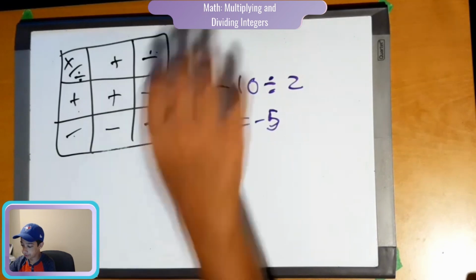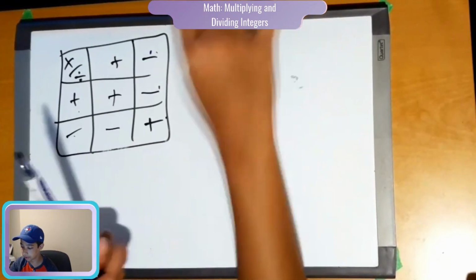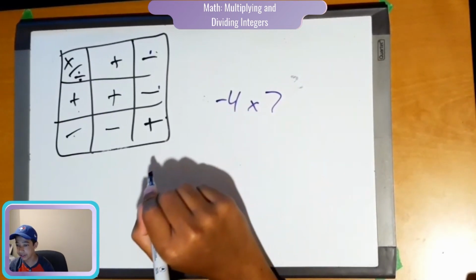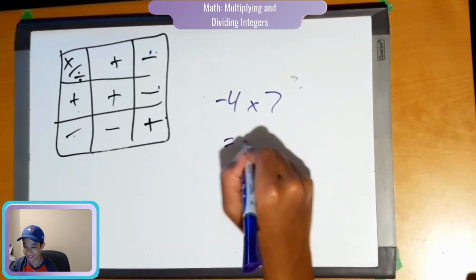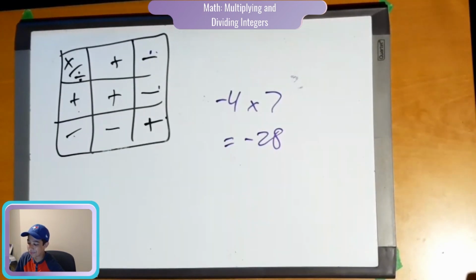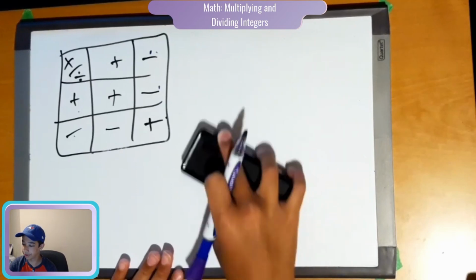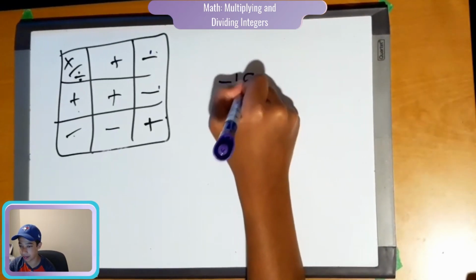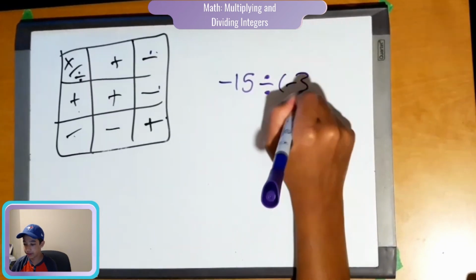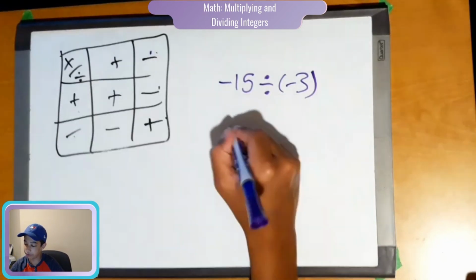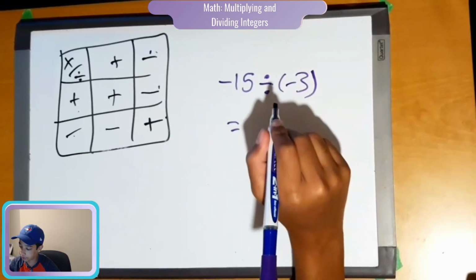Let's try another one. Negative 4 times 7. This time it's not negative. This time we're going to get negative 28, because we have a positive and a negative, so we're going to end up with a negative answer. What about negative 15 divided by negative 3? Now you can see here we have two negative numbers. So we're going to end up with a positive number. So 15 divided by 3 is 5.